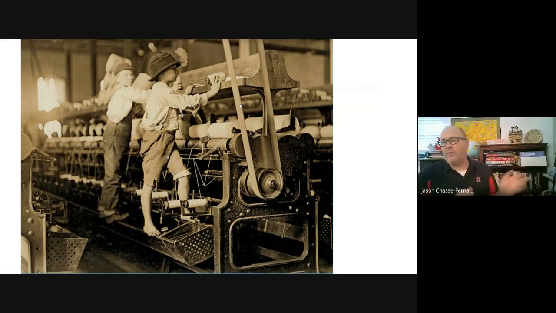All right. So why would a factory owner choose to hire a child? And there's all kinds of obvious or simple answers to this. You don't have to pay them as much.